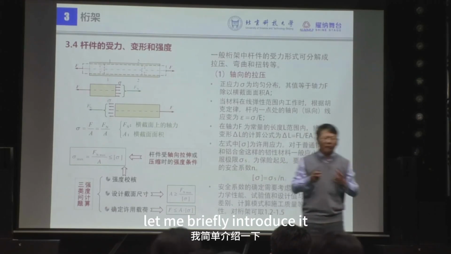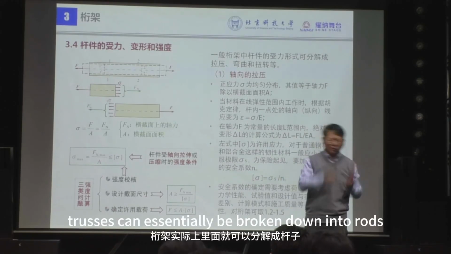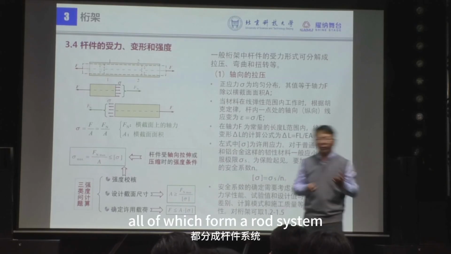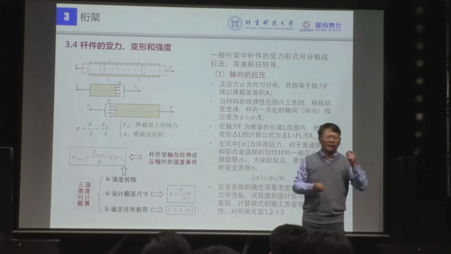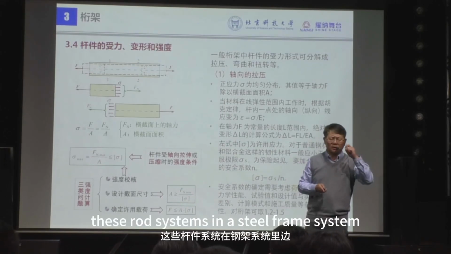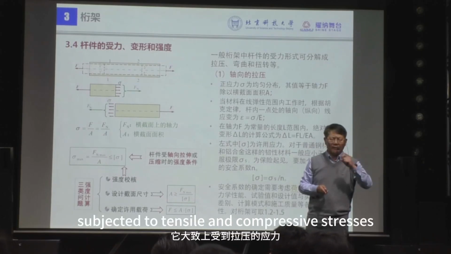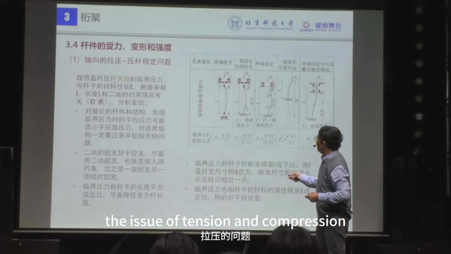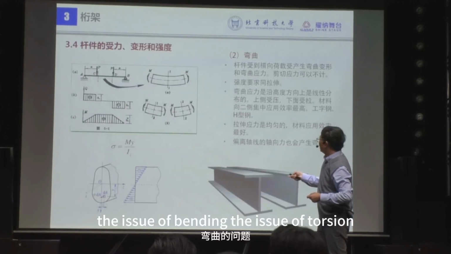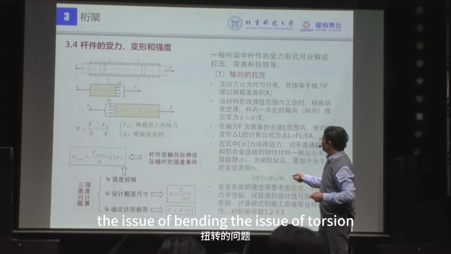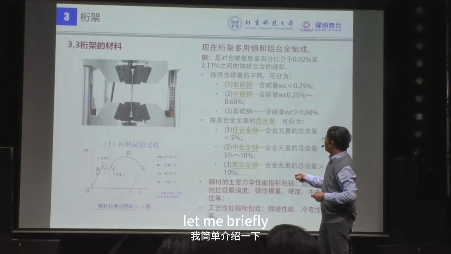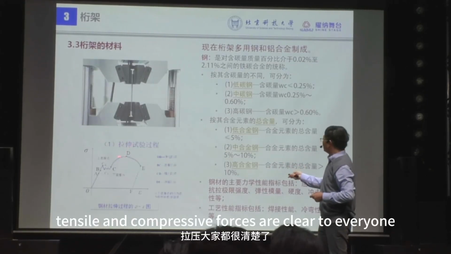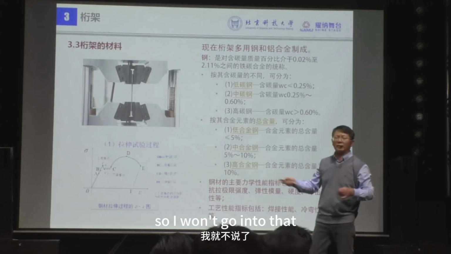Let me briefly introduce it. Trusses can essentially be broken down into rods, all of which form a rod system. These rod systems in a steel frame system are generally subjected to tensile and compressive stresses, the issue of tension and compression, the issue of bending, the issue of torsion. Let me briefly explain. Tensile and compressive forces are clear to everyone, so I won't go into that.